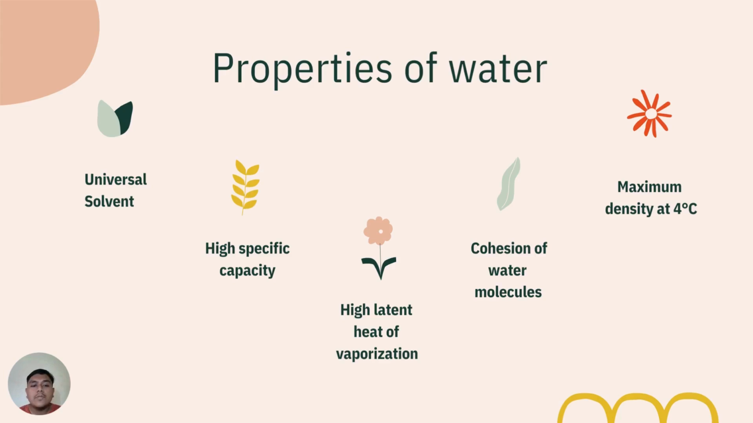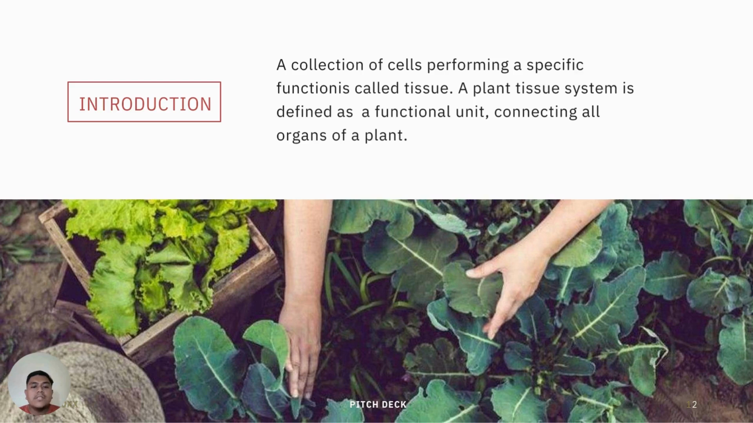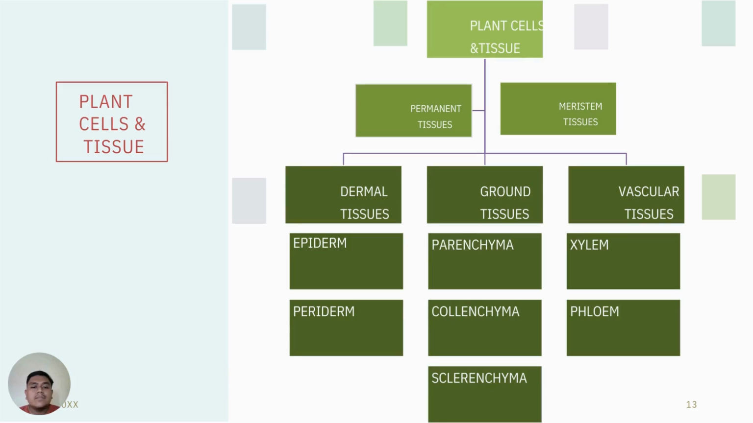Water has 5 properties: first, universal solvent; second, high specific heat capacity; third, high latent heat of vaporization; fourth, cohesion of water molecules; and lastly, maximum density at 4 degrees. Now, plant tissue and cell. A collection of cells performing a specific function is called tissue. A plant tissue system is defined as a functional unit connecting all organs of a plant. Two main tissues, which are permanent tissue and meristem tissue.